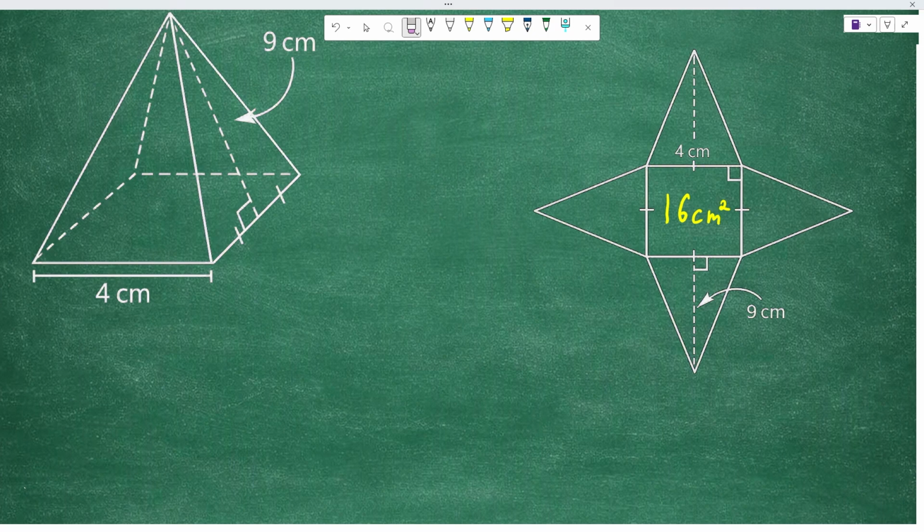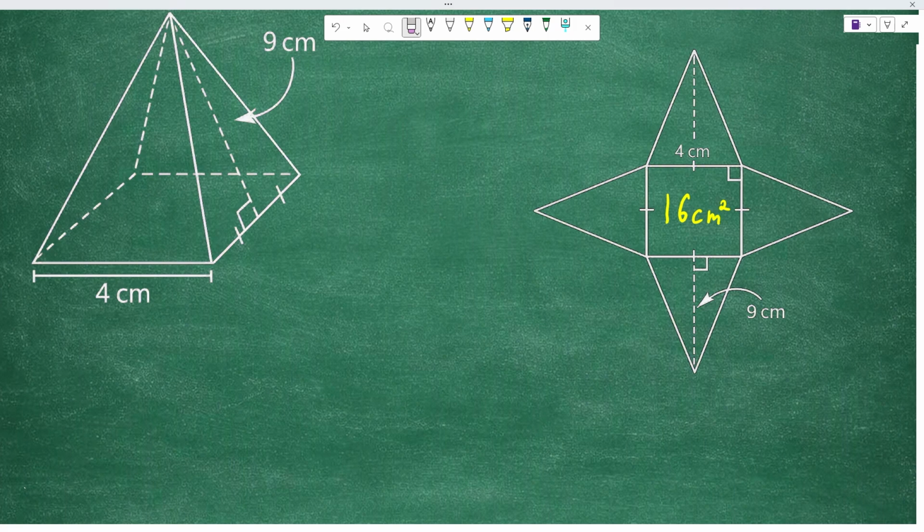Now, let's tackle those 4 triangles. Because this is a right square pyramid, all 4 of these triangles are exactly identical. If you find the area of one, we just multiply it by 4. But here is the number one trap that students fall into on tests. Pay close attention to this.